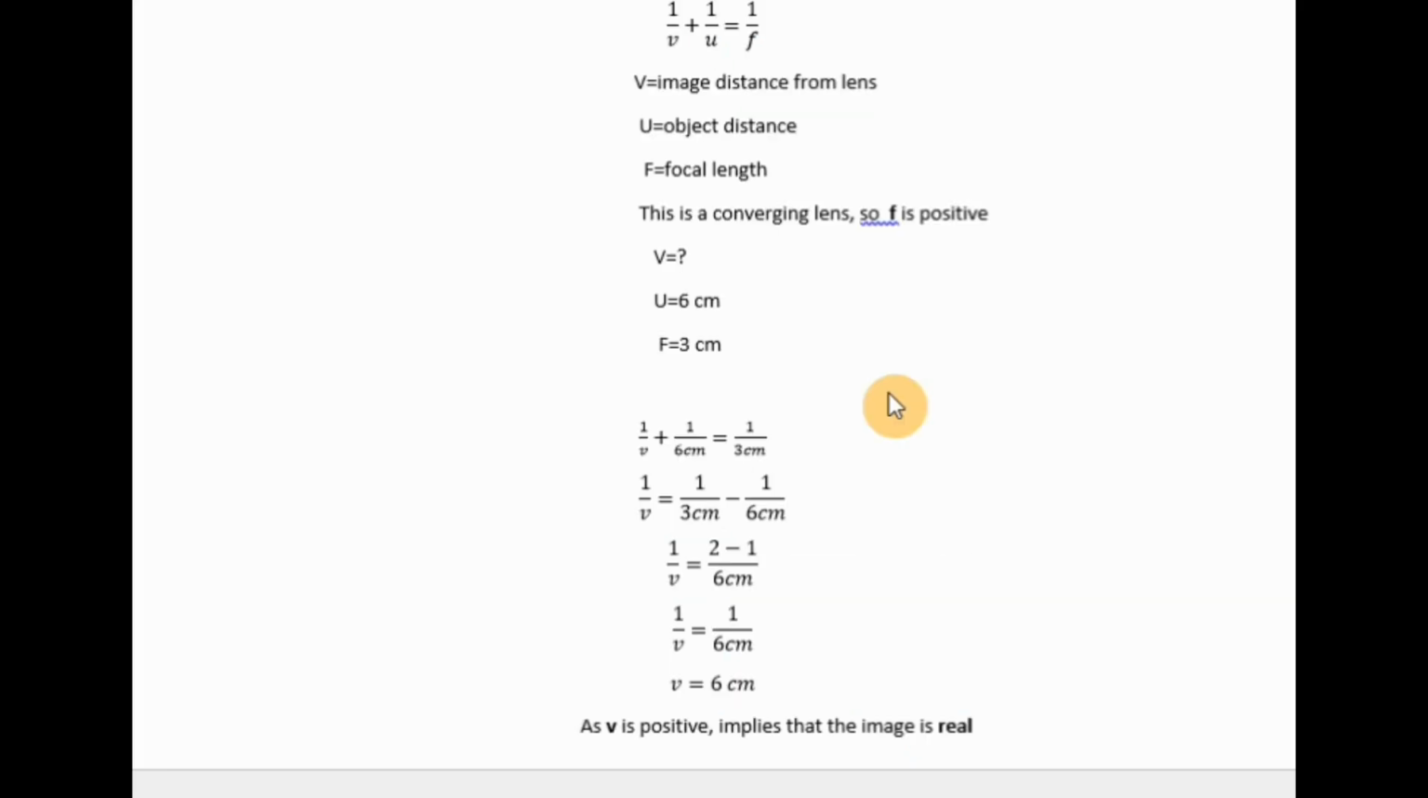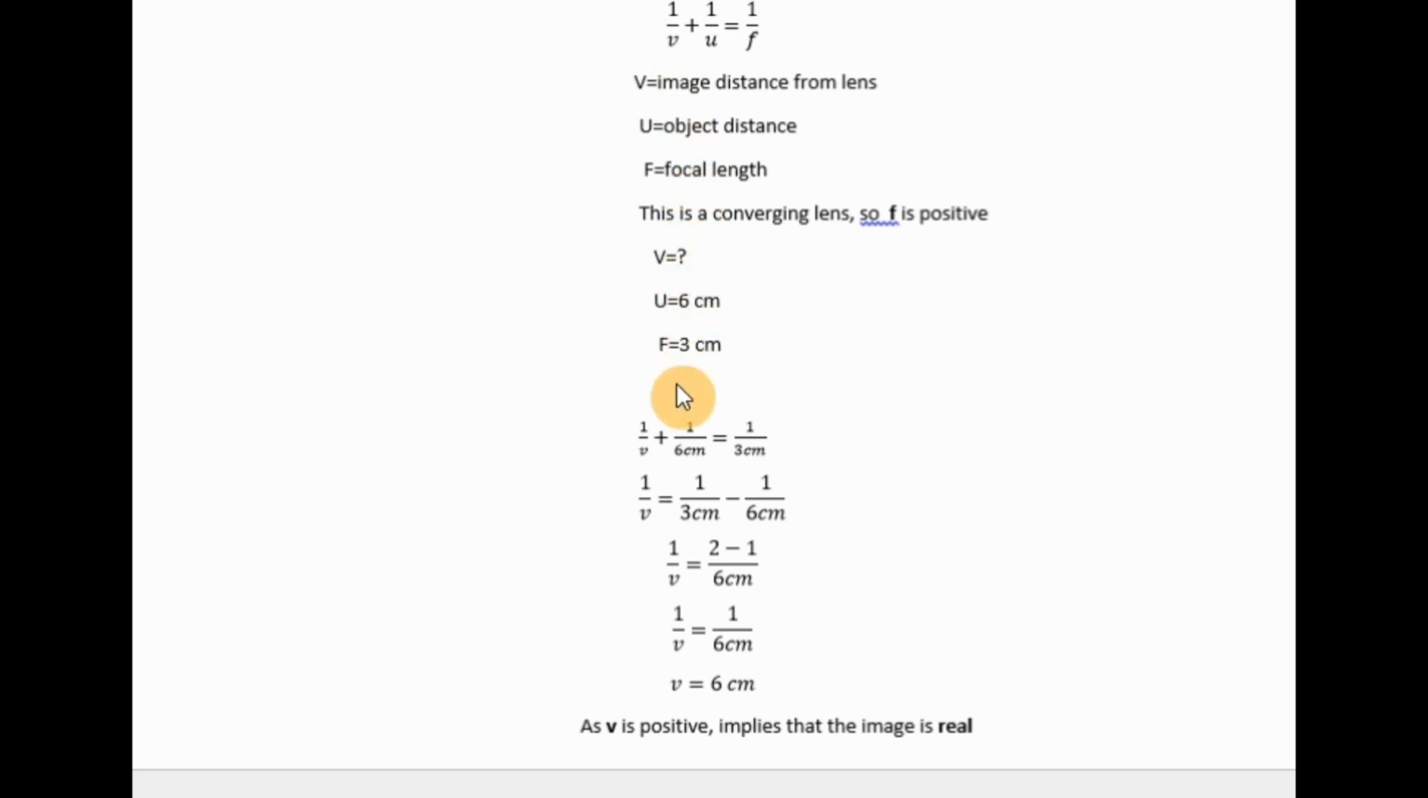The second way, you can use calculations. According to the equation, 1 divided by V, this is the image position, plus 1 divided by U, this is the object position, is equal to 1 divided by the focal length. Remember, the focal length is positive for converging lenses, and V is positive when you have a real image. From here we cannot determine the sign of V because it is what we are going to calculate.